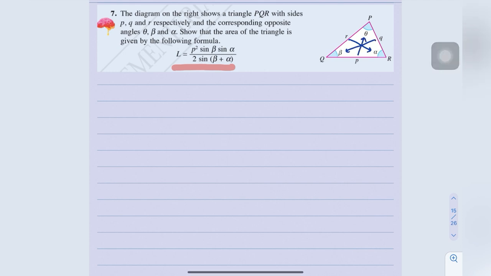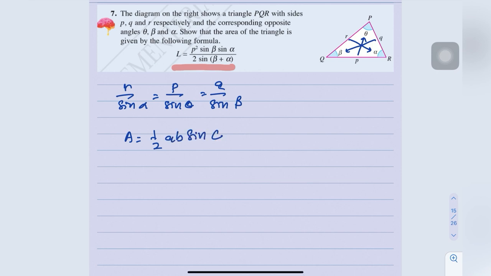Q is opposite to beta. P is opposite to theta. So by the sine rule, r over sine alpha equals p over sine theta equals q over sine beta. Okay, so now we have learned the area of triangle. The formula for area of triangle is A equals 1 over 2 ab sine C. Okay, this is the basic formula. So now let's say we choose angle C to be angle theta. Then we need to know r and q.